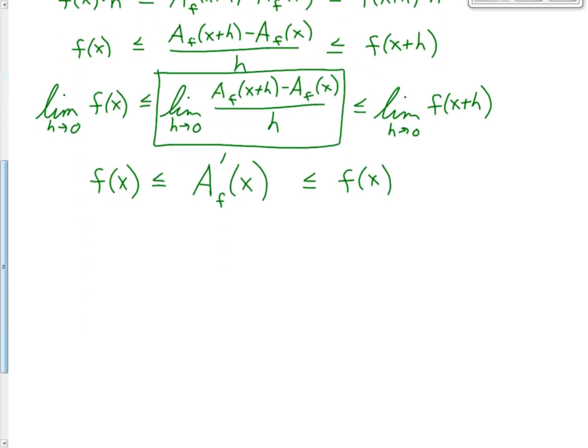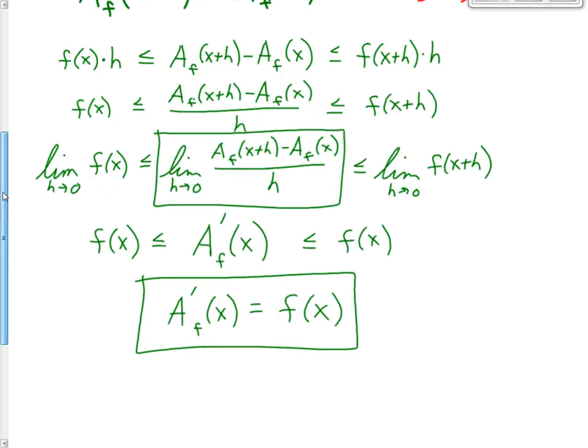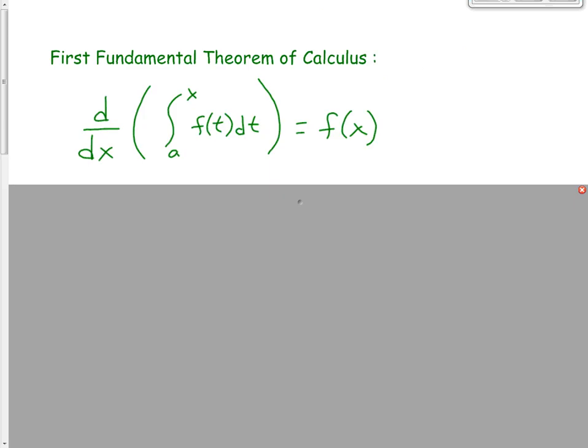So notice what we have here. A prime sub f of x is greater than or equal to f of x, and it's less than or equal to f of x. So that's telling us that the derivative of our area function equals f. And now we've made the connection between derivatives and integrals and the area function. So that leads us to the first fundamental theorem of calculus. The derivative of an integral of f of t dt is simply just f of x.